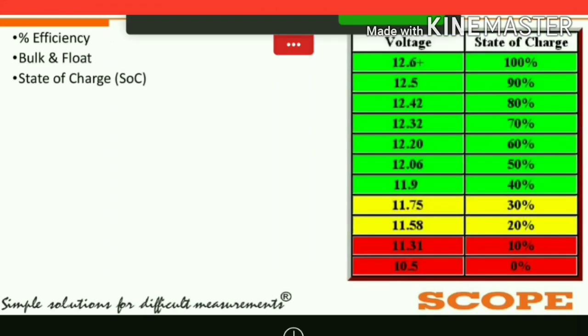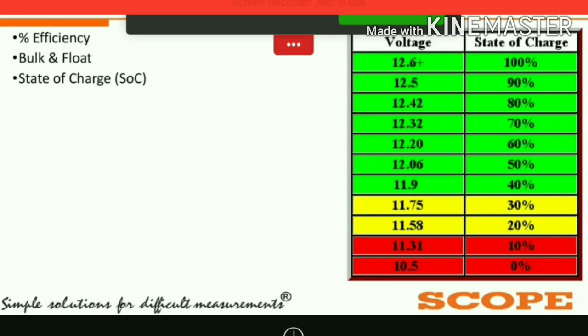So what is state of charge? The state of charge is defined as the present charge of the battery with respect to a new battery, which has the total charge. You can see in this picture, when the state of charge is 100%, the voltage is 12.6 plus. Now, if we are discharging the battery, the state of charge goes down, and based on that, the voltage goes down as well.